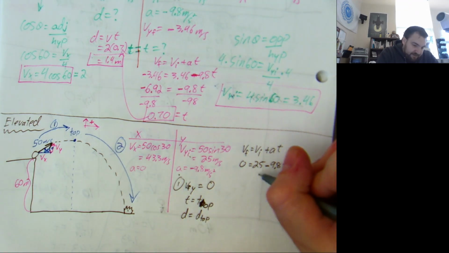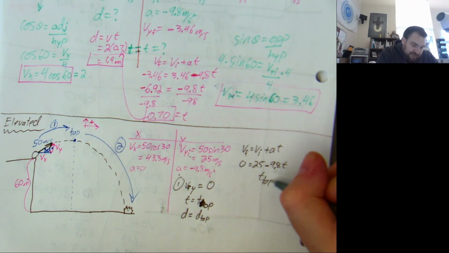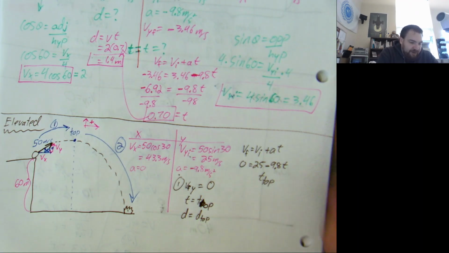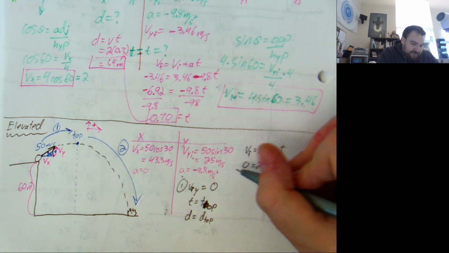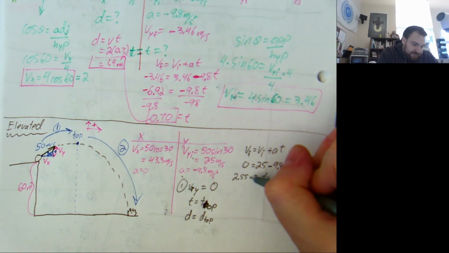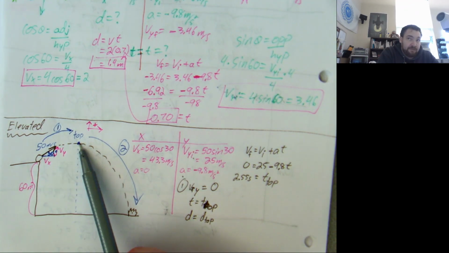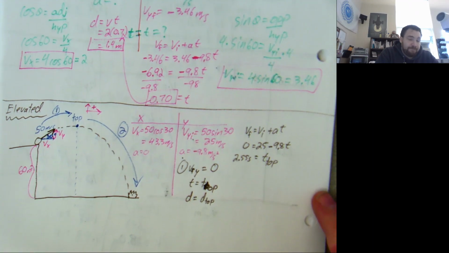In fact, at the top, we're going to subtract the 25 over, we're going to divide it by negative 9.8, and we're going to get that this value is 2.55 seconds. That's the time it takes for the object to reach the top of its path.